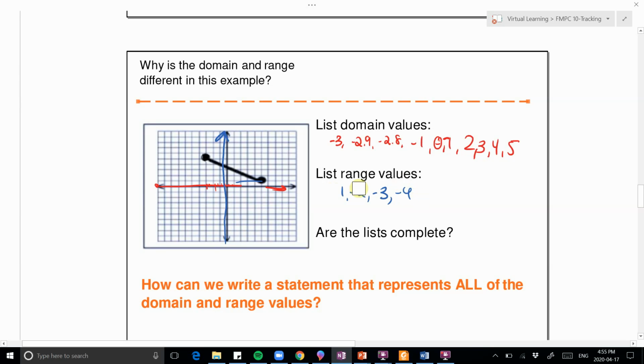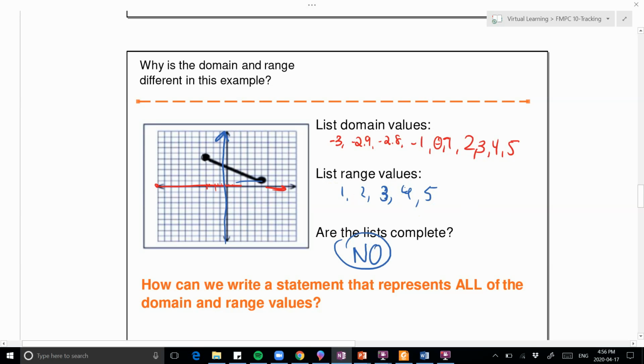Oh, what am I doing? All these are positive. And 5. But the problem with doing a list like this is when we have a line, remember every single data point between those are also part of the data set. So just listing them is not a complete data set.